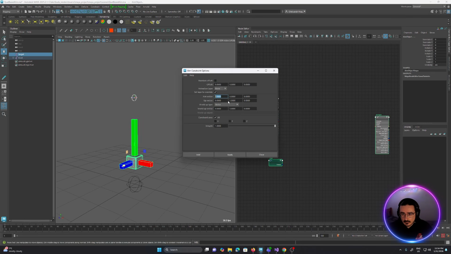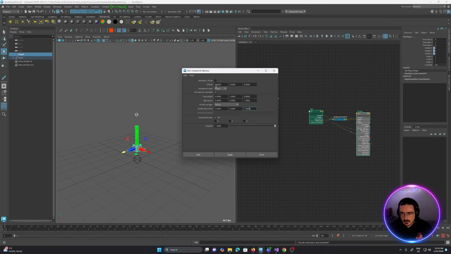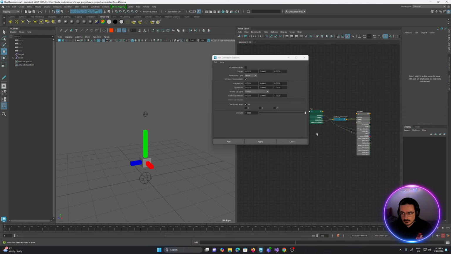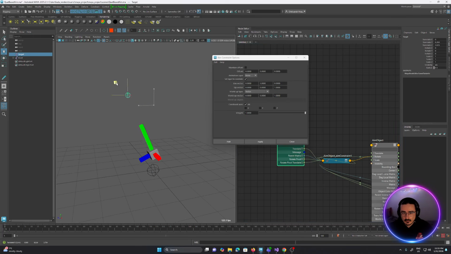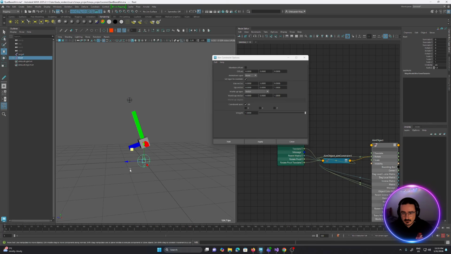And I want to change my aim vector to y, change my up vector to z, and I want to use my world up type as vector, and I will change it to z as well. And let's see what it gives me. So I created my aim constraint here. Now when I move my target, my constraint aim object follows it and aims to the target.